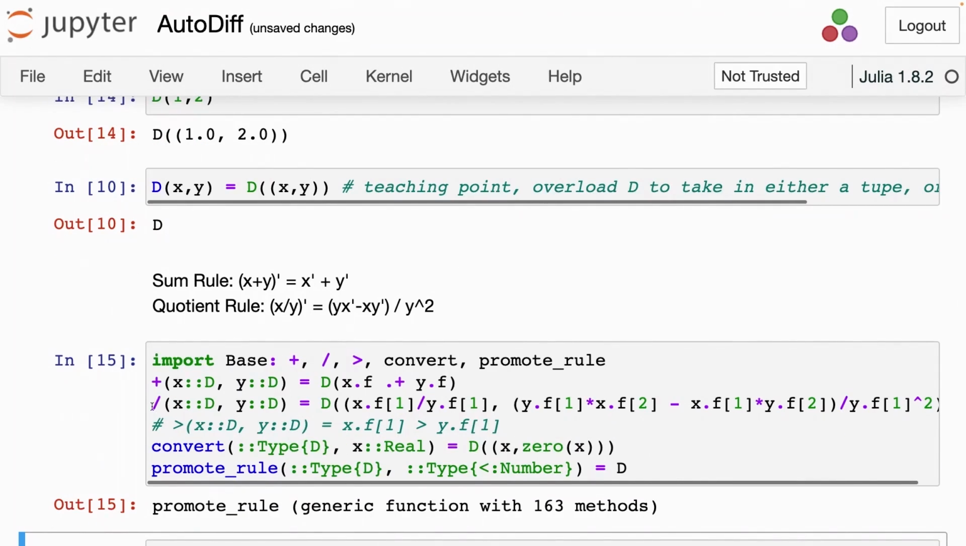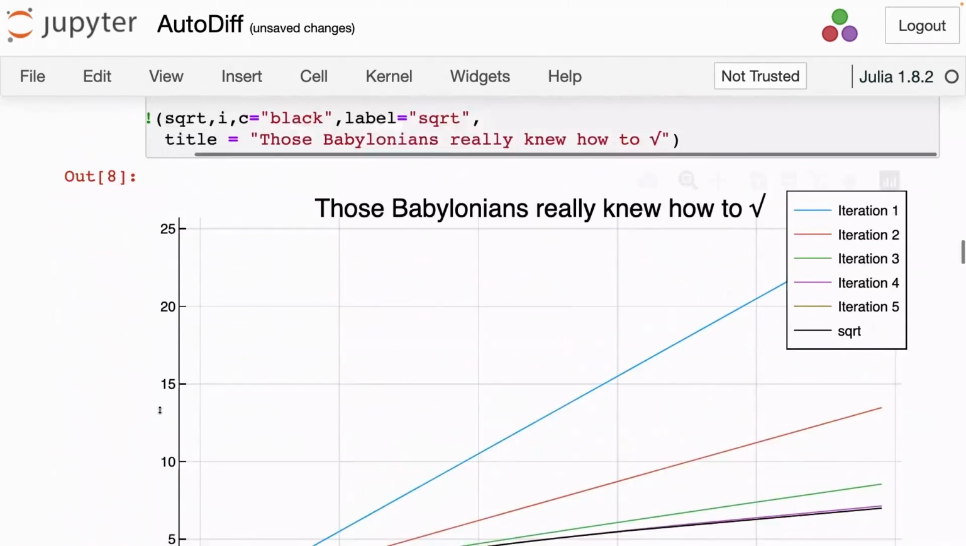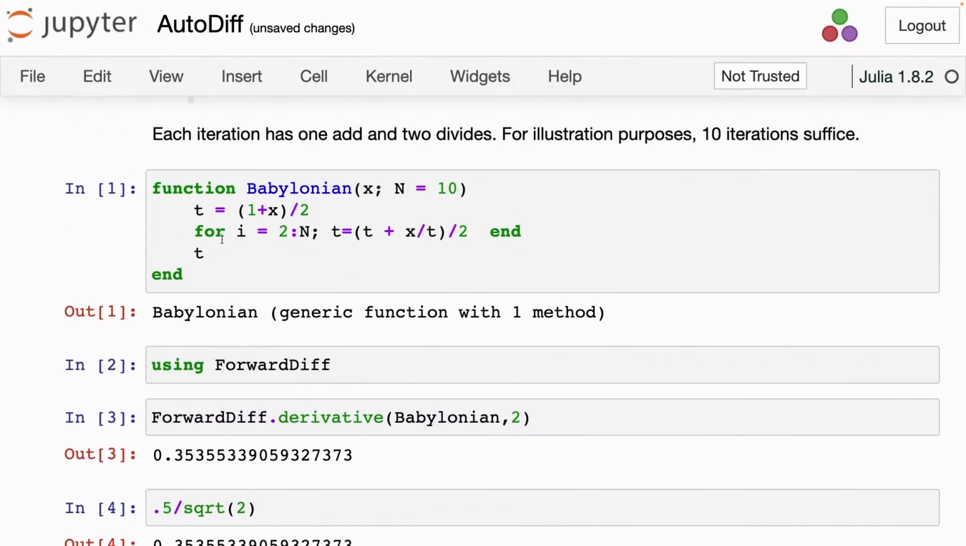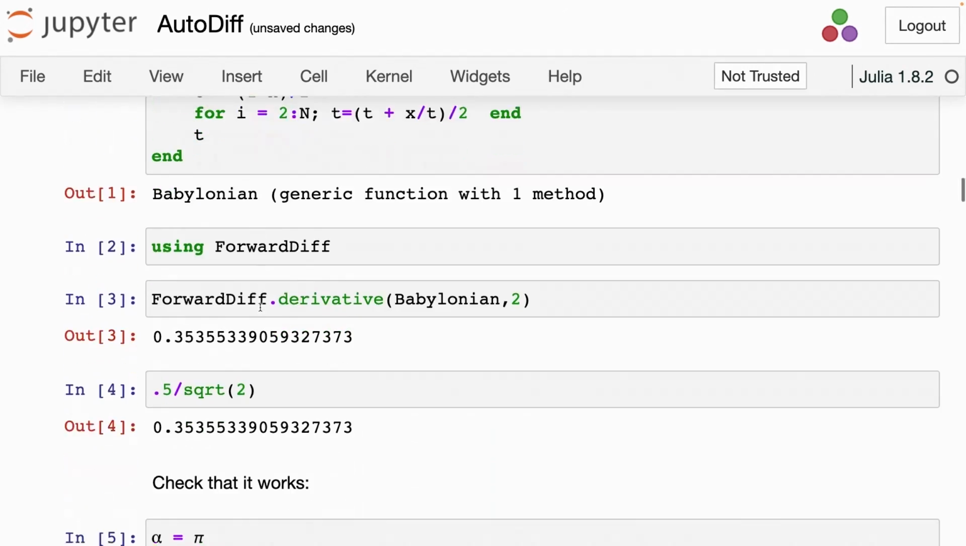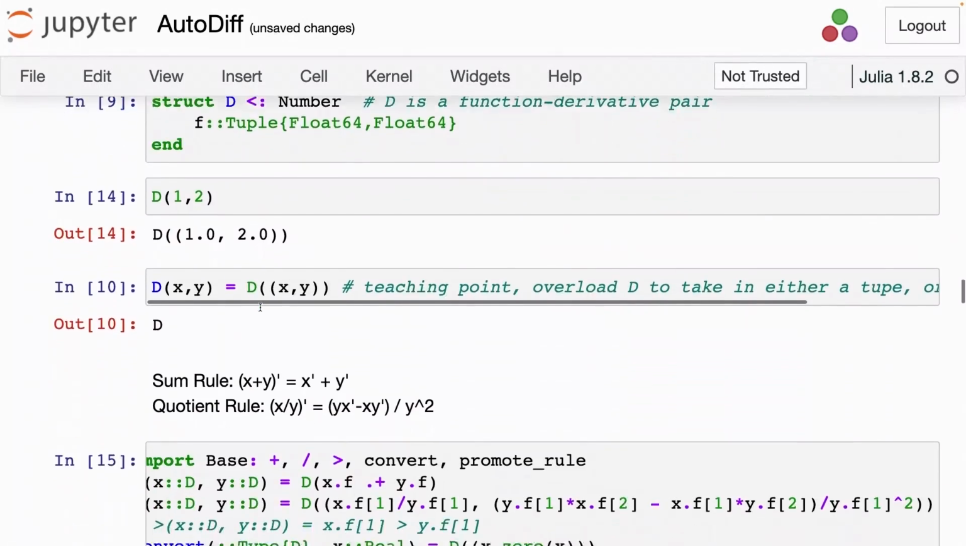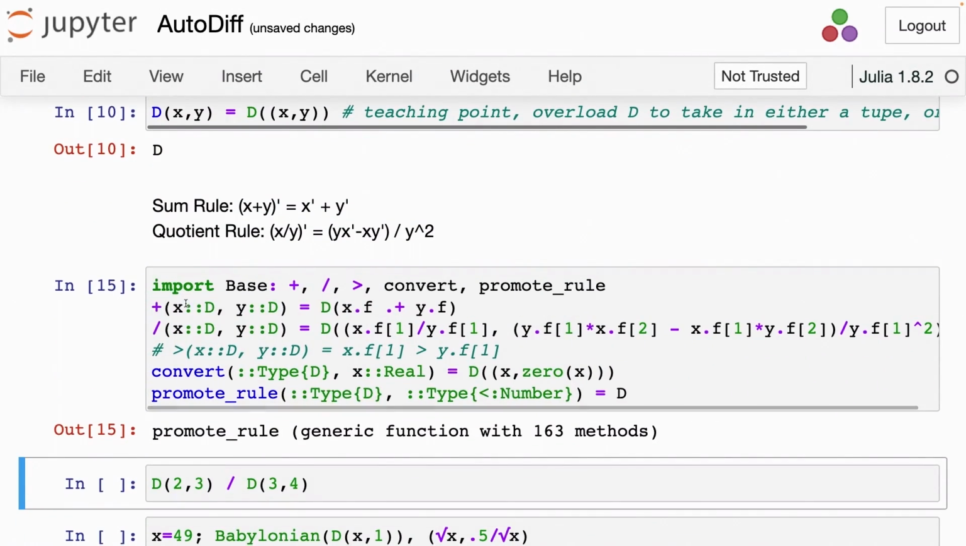Mainly, I want to define add and divide on a dual number. I don't need minus and times yet, because if you look at my Babylonian algorithm, where's the Babylonian algorithm? I do a plus and a divide and nothing more. So for now, later on I'll add times and minus, but I don't need it yet. So I want to define a plus and a divide. In Julia, I don't need this one either.